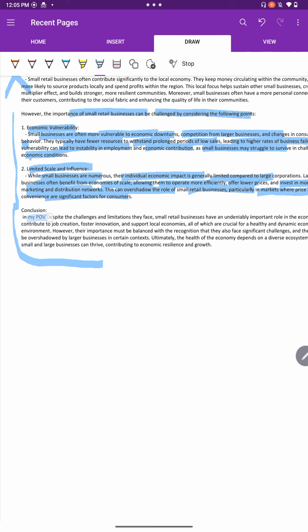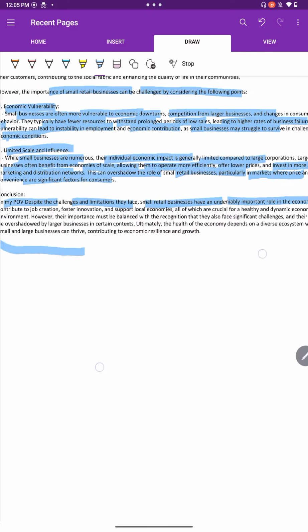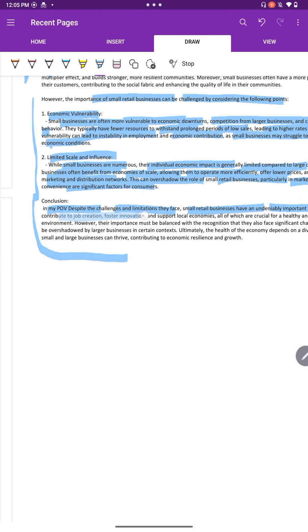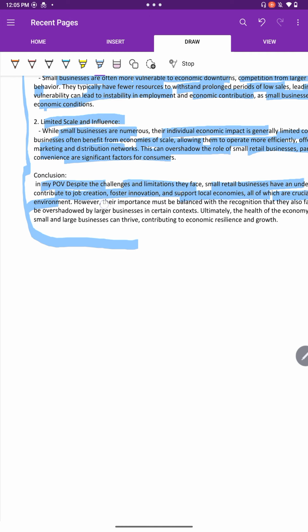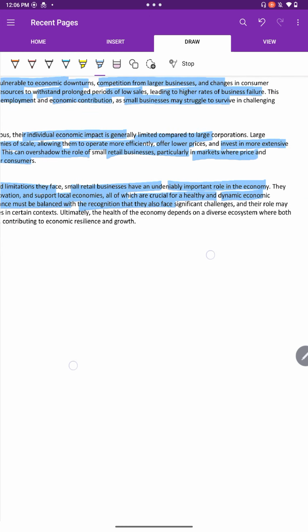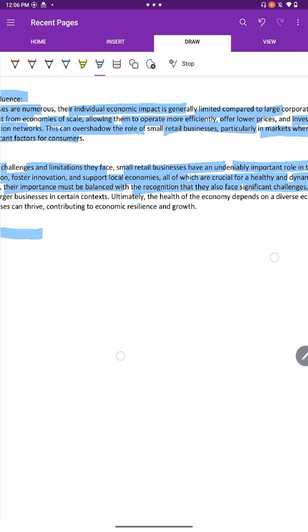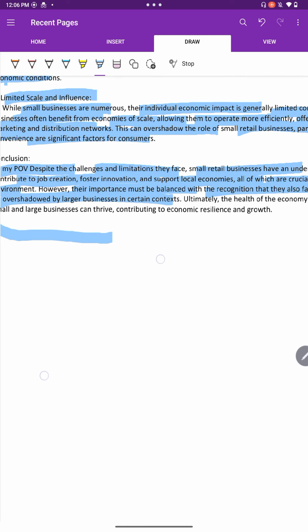In my point of view, despite the challenges and the limitations they face, small retail businesses have an undeniably important role in the economy. They contribute to job creation, foster innovation, and support local economies, all of which are crucial for a healthy and dynamic economic environment. However, their importance must be balanced with the recognition that they also face significant challenges and their role may be overshadowed by large businesses in certain contexts.